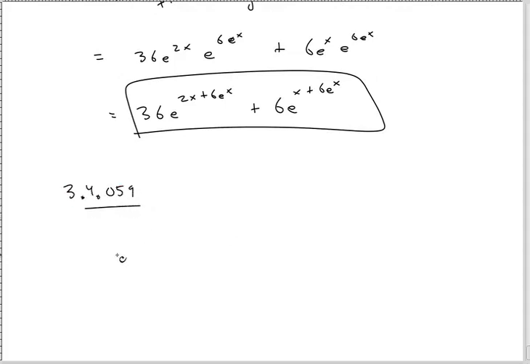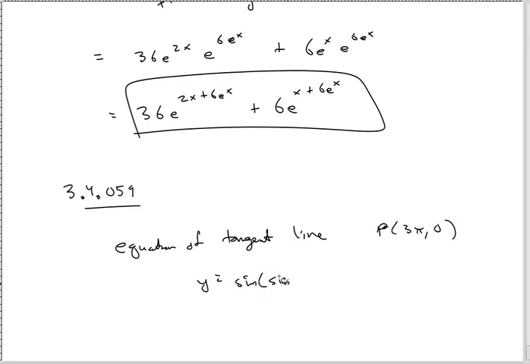34059. It wants the equation of a tangent line. It's like every single section, you've got to have a tangent line, don't you? And their point is at 3 pi, 0. And we got the equation of sine of x. What does sine of x even look like, right? Well, go graph it and go check it out. I don't know what it looks like.